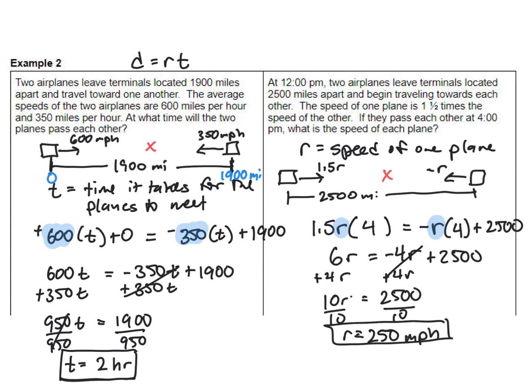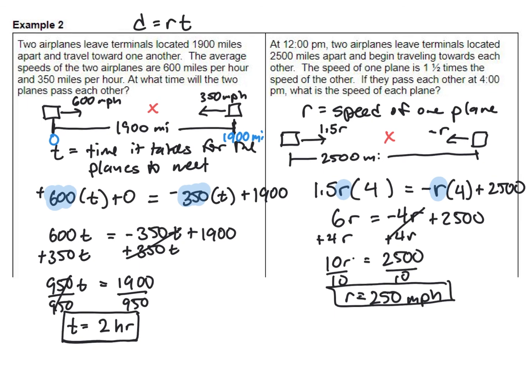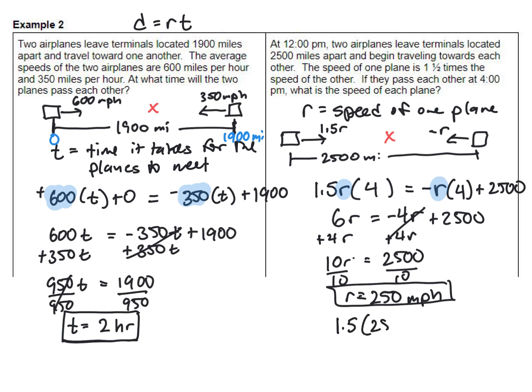So that means the plane on the left side, ignoring direction, is moving at a speed of 250 miles per hour. So lastly, if I wanted to find the speed of the other plane, we said that the speed of the other plane is 1.5 times that rate. So I would do 1.5 times 250. And that would give me a speed of 375 miles per hour. Now, I didn't label this, but I guess I could just put here a capital R so I can show the difference. So one plane would be moving at 250 miles per hour, one plane at 375 miles per hour.